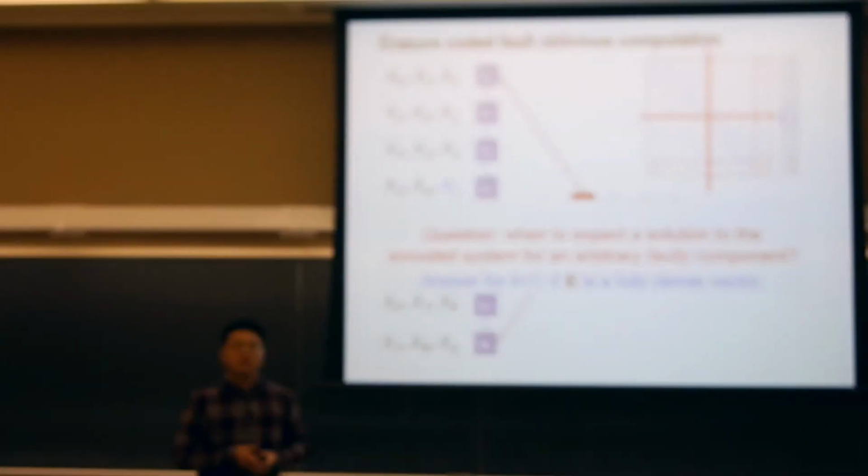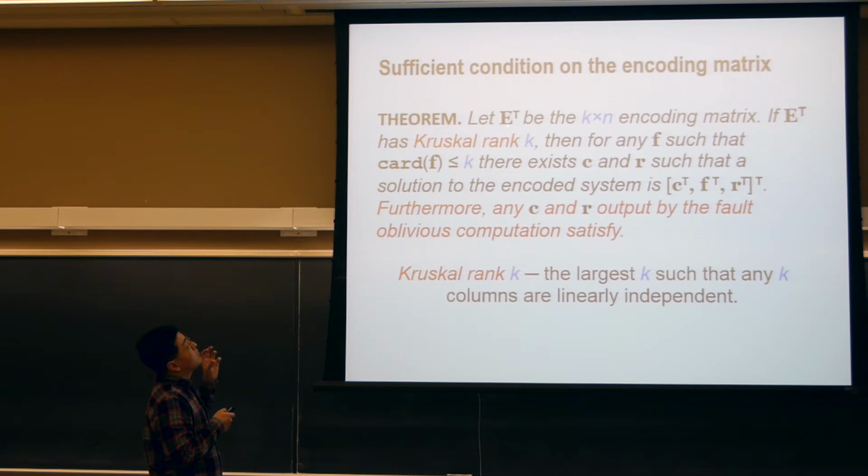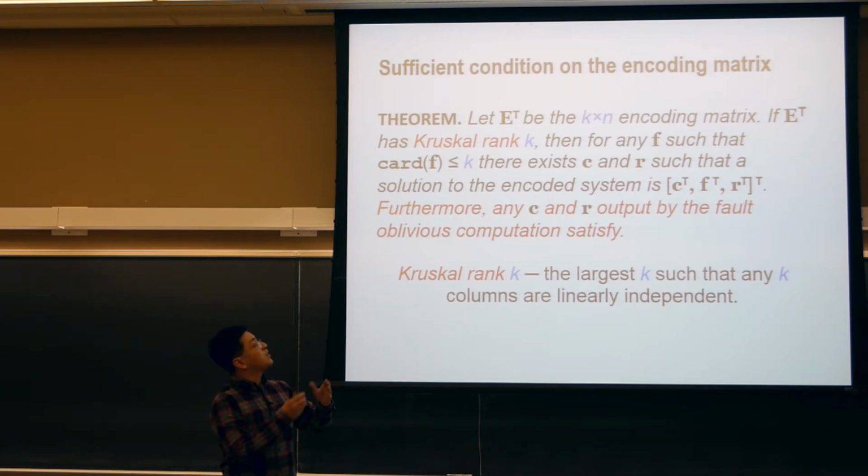So in general, we ask the question: if k is bigger than 1, what is the condition we need to impose on E so that this fault oblivious computation will be correct? So here is the theorem. Let E be the encoding matrix. In fact, we talk about E transpose, a k by n encoding matrix. It consists of k rows but n columns. And we require the critical rank of E transpose to be k.